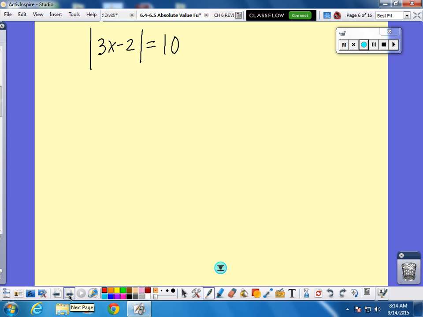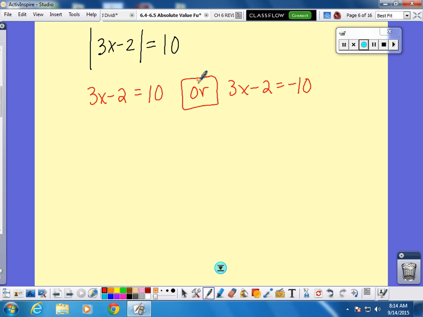All right, let's look at this one. The absolute value of 3x minus 2 is equal to 10. Well, what's in the absolute value bar that I'm taking the absolute value of is either equal to 10 or is equal to -10. Those are both possibilities. All right, now there's my two equations. Notice the word I'm using here, or, like with a disjunction, right? So I'm going to add 2 to both sides, solve these two equations.